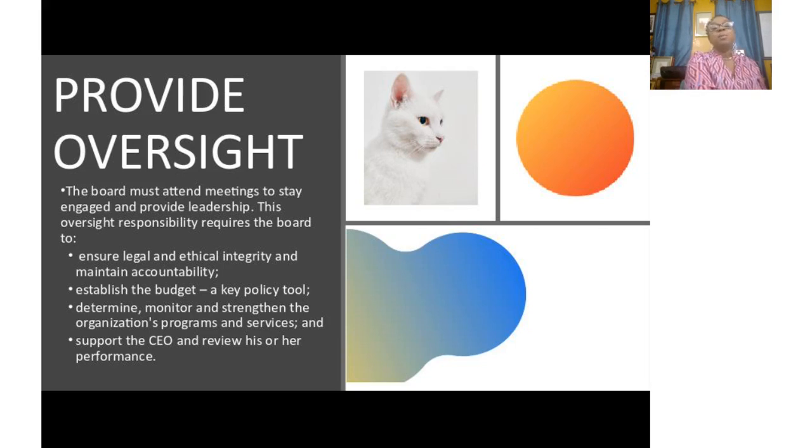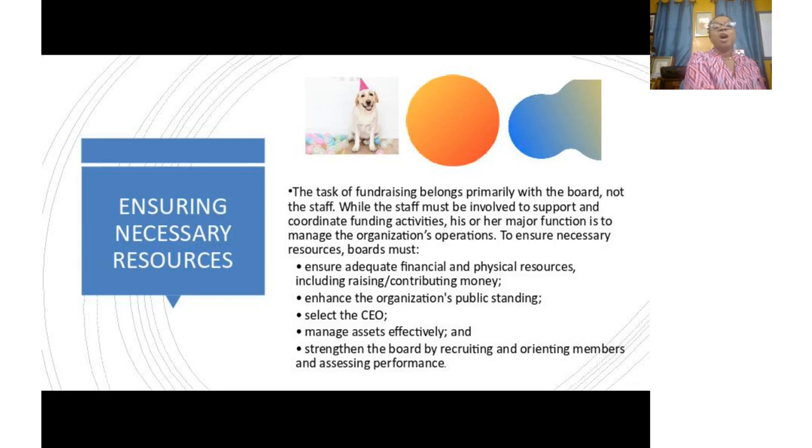The other thing we're going to be talking about is ensuring necessary resources. Now, this is where board members kind of shake in their pants, because it's funding. For the purpose of this discussion, we're going to spend a lot of time on funding. So the board has to ensure adequate financial and physical resources, including raising and contributing money, enhance the organization's public standing, select the CEO or executive director, manage assets efficiently, and strengthen the board by recruiting and orienting members and assessing their performance. So what does that all kind of mean?